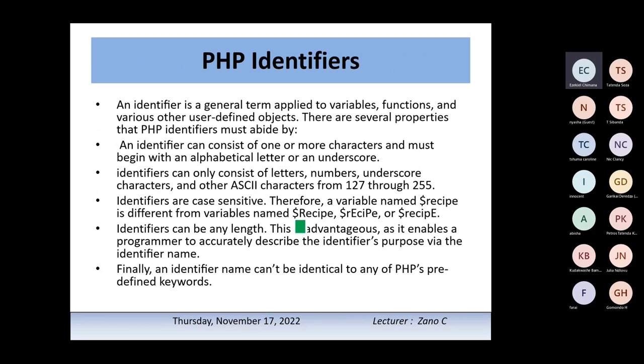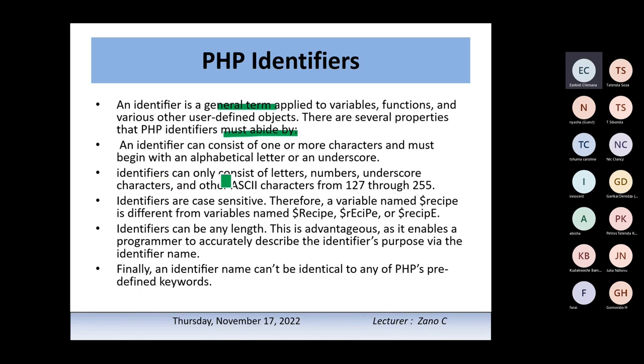So PHP identifiers. Let's talk about PHP identifiers. What are legal identifiers in PHP? Identifiers are just the names of the variables or functions that we use in PHP so that we can actually identify each of them. So an identifier is a general term applied to variables, functions, and various other user-defined objects. So there are several properties that PHP identifiers must abide by. An identifier can consist of one or more characters and must begin with an alphabetical letter or an underscore.